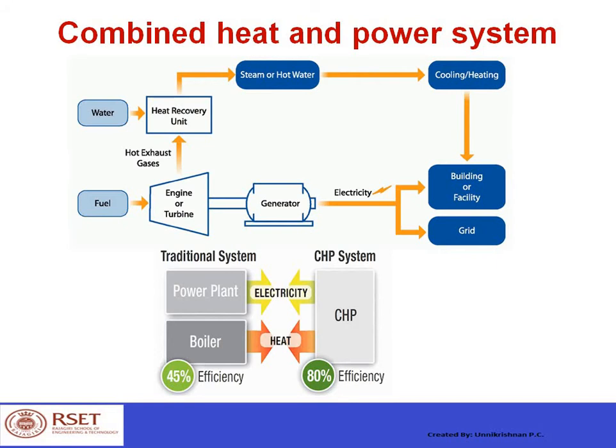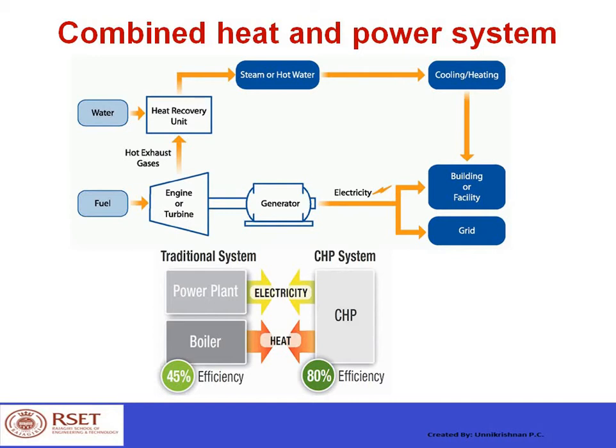The next one is the combined heat and power system. When we have a power system, it means there is a turbine or an engine coupled with a generator, and this engine or turbine is driven by some fuel, and when the turbine rotates, the generator produces electricity which can be connected to the grid, or it can be connected to your home or to the load in general.